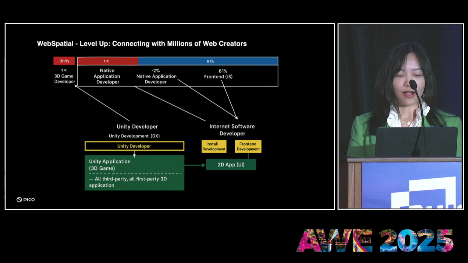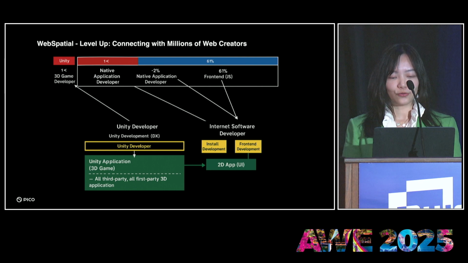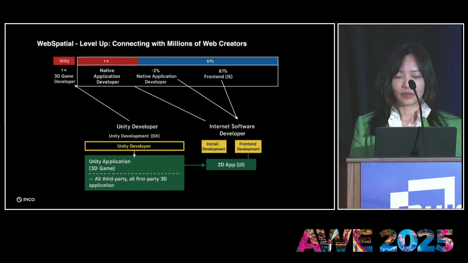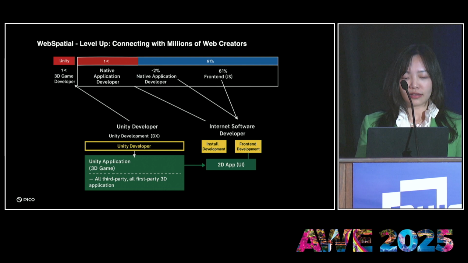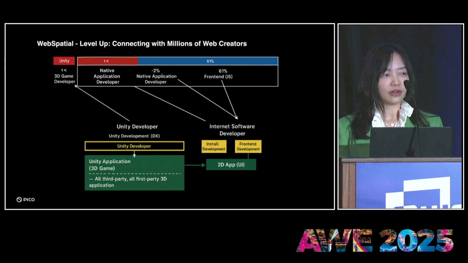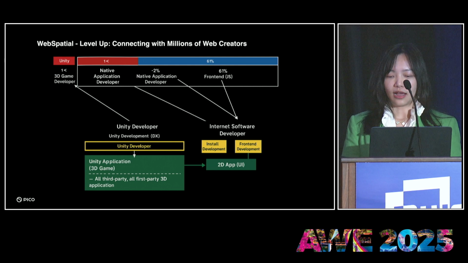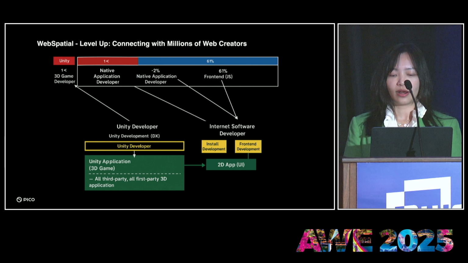developers where they already are. Let's take a look at this chart. Only a tiny fraction of developers, less than 1%, are building with tools like Unity or writing low-level native code. These are the traditional 3D game or native app developers. But on the other end of this chart, over 60% of developers today are web developers, mostly using JavaScript, React, HTML, and CSS. This is a massive untapped community when it comes to XR.